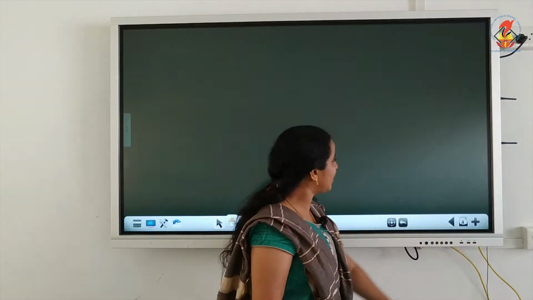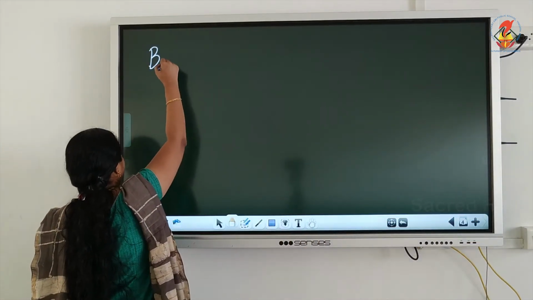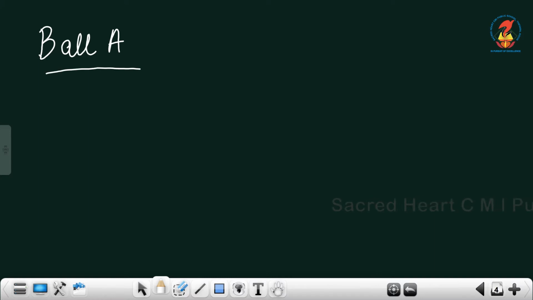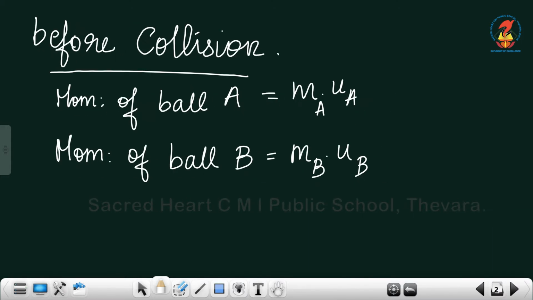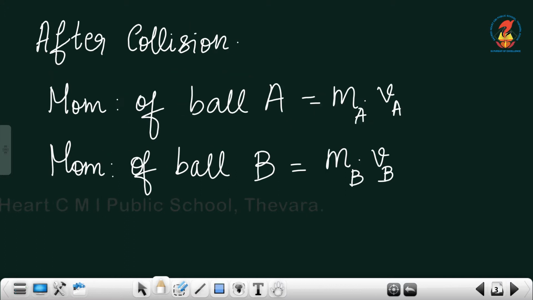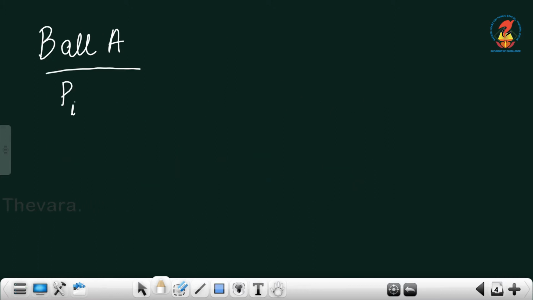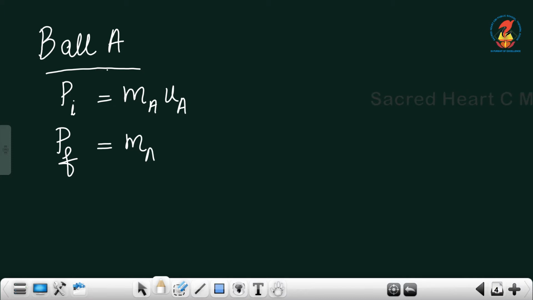Now, consider the case of ball A. Before collision, momentum of ball A was MAUA, and after collision, momentum of ball A is MAVA. So, initial momentum, that is before collision, is MAUA, and after collision, the final momentum of ball A was MAVA.